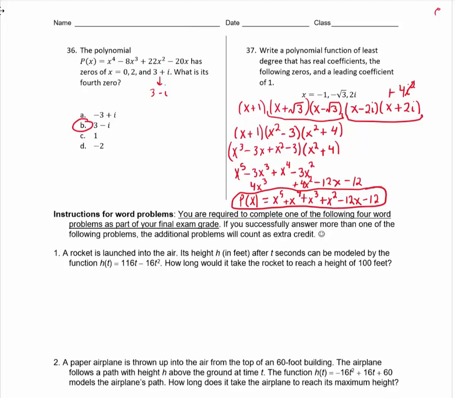Now the next part of this says that you're required to complete one of the 4 word problems as a part of your final exam grade. But if you were to successfully do more than one, you could get extra credit.